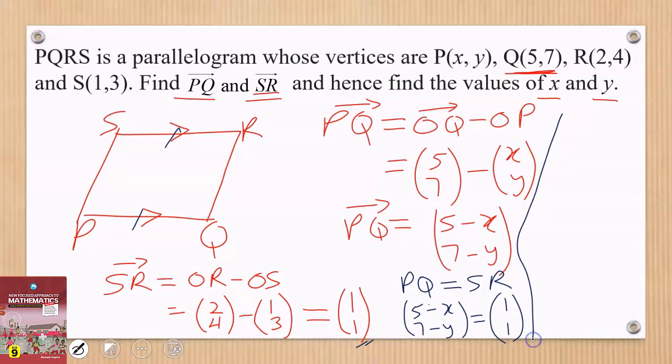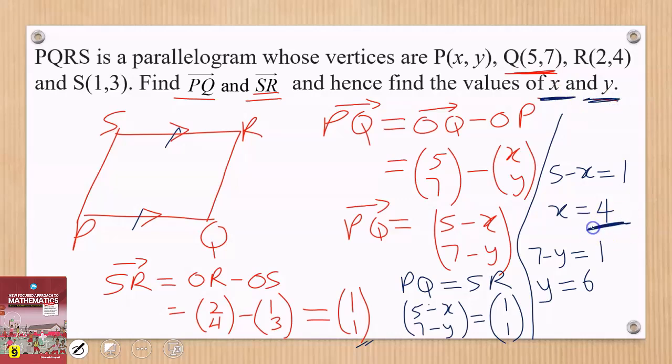So if we say two vectors are equal, then the X components are the same, and the Y components are also the same. That means 5 minus X should be equal to 1, which means X is equal to 4. Then again, 7 minus Y should be equal to 1. That means Y is equal to 6. So the question wants us to find the value of X and Y. The value of X and Y is 4 and 6 respectively. I'm sure this is clear now. Let's take another example and see.